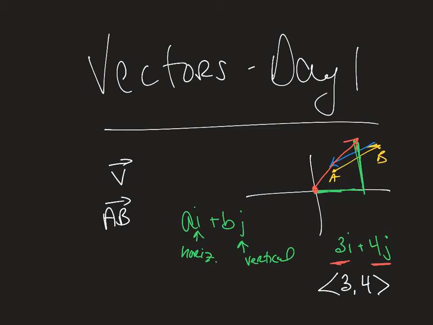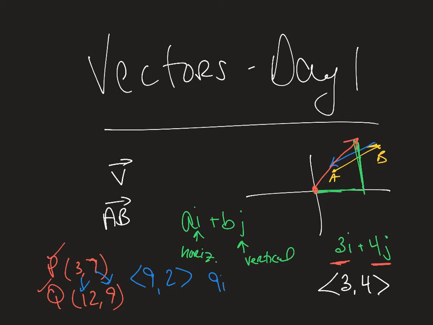You could also say, I've got a vector that starts at point P, which is at (3, 7), and goes to Q, which is at (12, 9). I'm just making up numbers. So there's your initial point, there's your terminal point, and you can use those to write the vector. You went from 3 to 12, which is 9, and from 7 to 9, which is 2. So it can be written as ⟨9, 2⟩, or as 9i plus 2j. There are just multiple ways to write it.